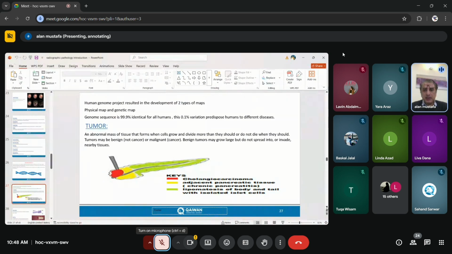So we have benign, B-E-N-I-G-N, benign tumor, and we have malignant.